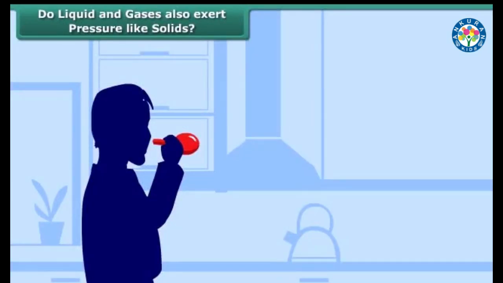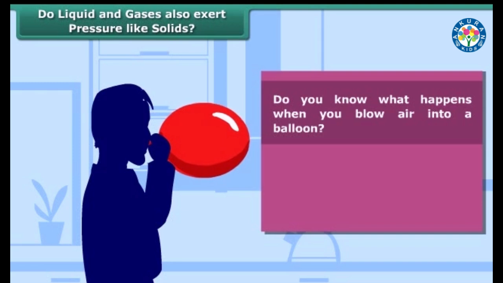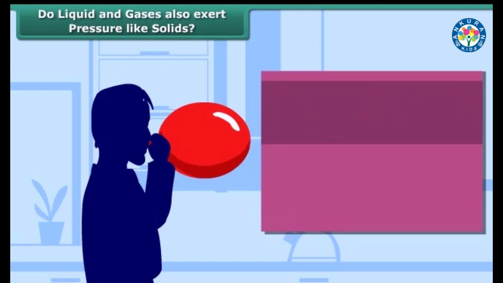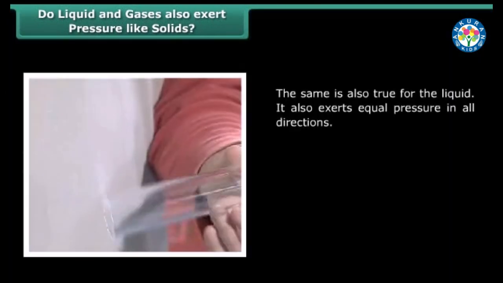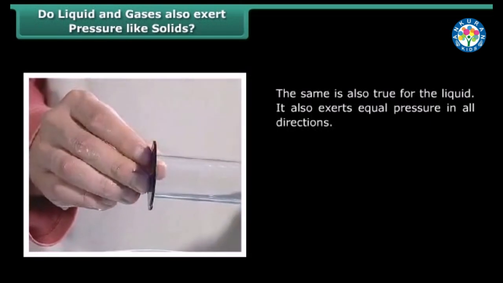Do liquid and gases also exert pressure like solids? Do you know what happens when you blow air into a balloon? It exerts pressure in all directions. That's why the balloon increases in size and shows equal enlargement in all directions. The same is also true for the liquid. It also exerts equal pressure in all directions.